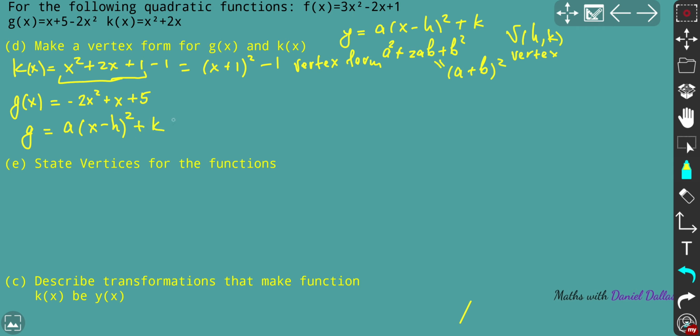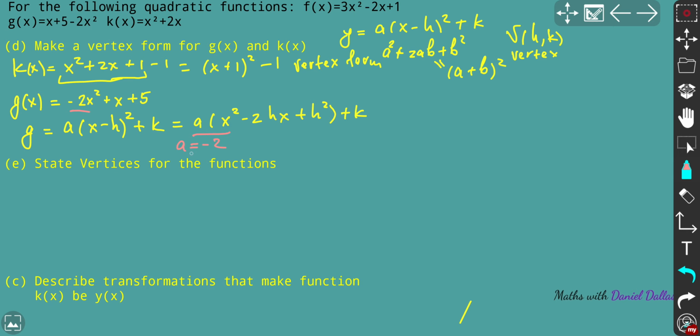So a(x minus h) squared and plus k. Okay, so what I'm going to do right now is expand these brackets, and according to the formula, I'll have x squared minus 2hx plus h squared, and plus k. Okay, now I'm going to compare coefficients. So have a look here. If I expand, I will have x squared. However, in the original one, I have negative 2x squared. So by comparison, a is simply negative 2.